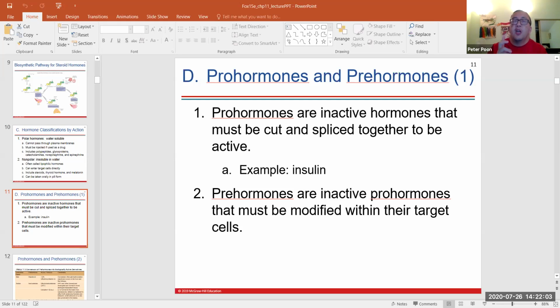Pre-hormones and pro-hormones. Usually, pre-hormones are called pre-pro-hormones. Pre-hormones are inactive and must be modified within the target cell. And then pro-hormones are inactive hormones that actually have to be cut at some point to become active. So the pro-hormone is like a longer thing, except you need to cut out the middle of it for it to become active. A great example of that is insulin. Insulin is made as a pro-hormone, and then you cut out part of it and it becomes active insulin.